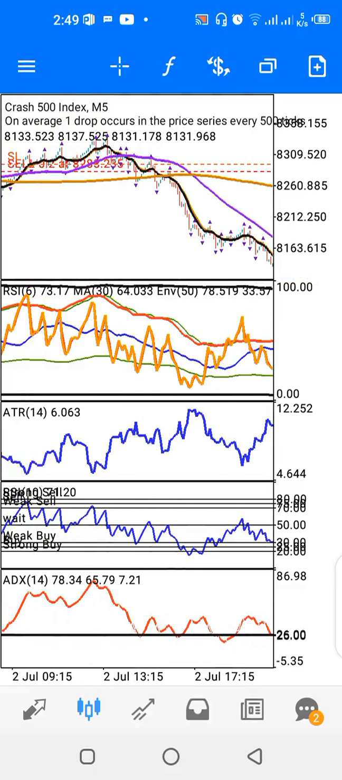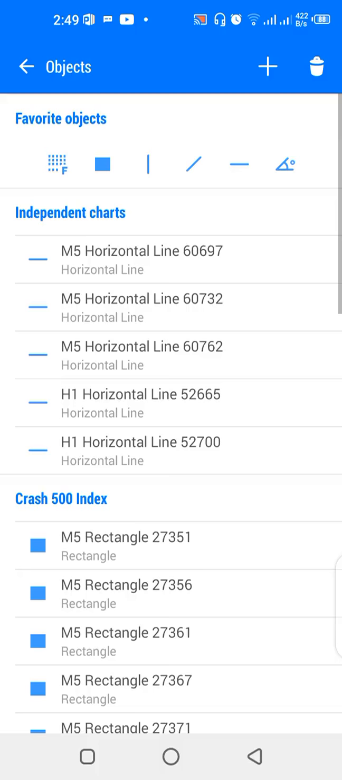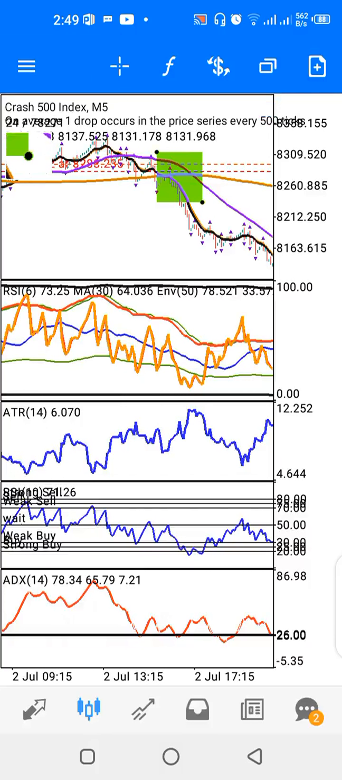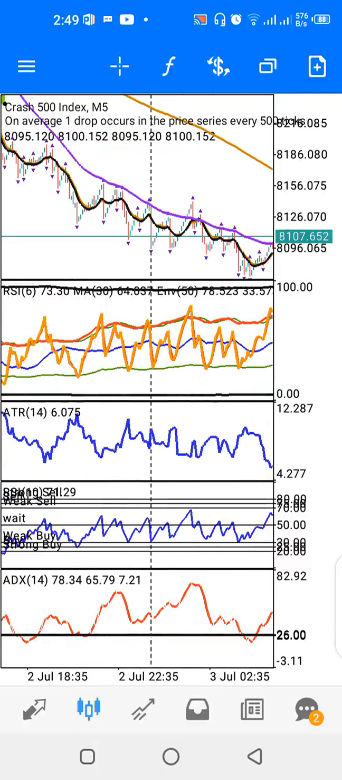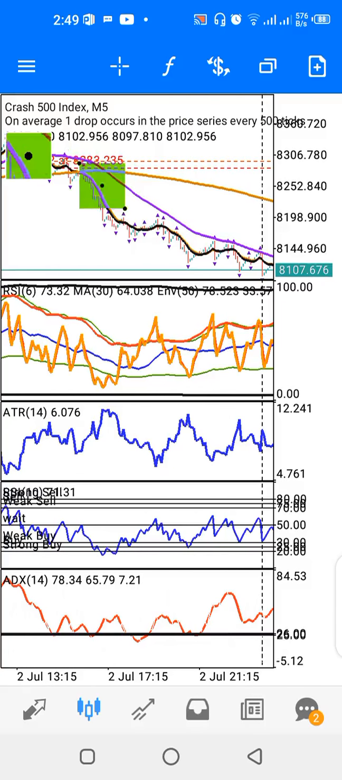Now the way this strategy works is on the main window I allow price to drop for me to sell. I allow price to drop with these two lines, the black and the purple line. This black and purple line drops below the orange line. So now that I have that, I know crash 500 will sell.